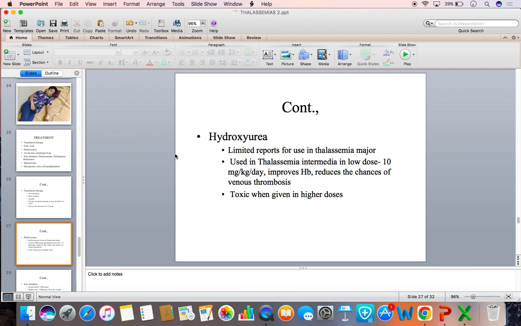Then, as I told you, hydroxyurea has limited reports for use in thalassemia major. It is used in thalassemia intermedia at a low dose, that is 10 milligrams per kg per day, which improves hemoglobin content and reduces the chances of venous thrombosis. Do not give it in higher doses. That may result in toxic effects like agranulocytosis.